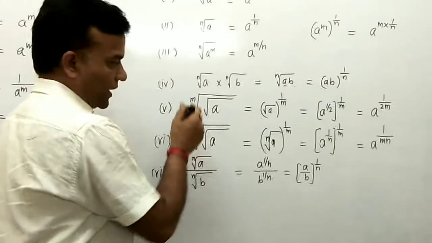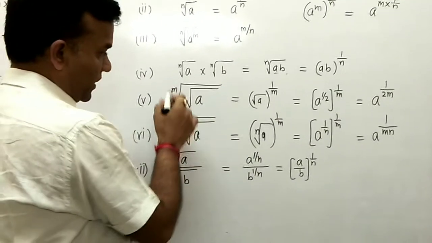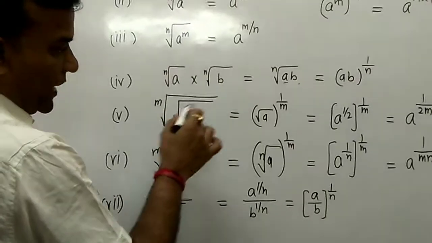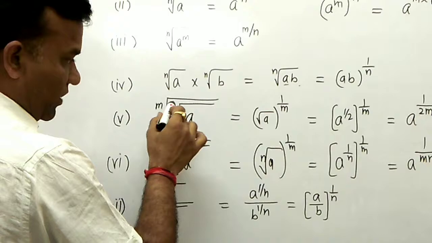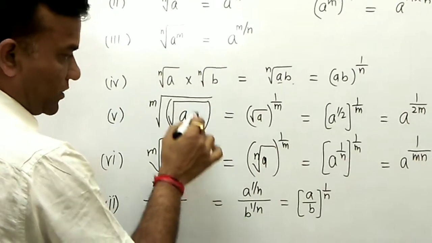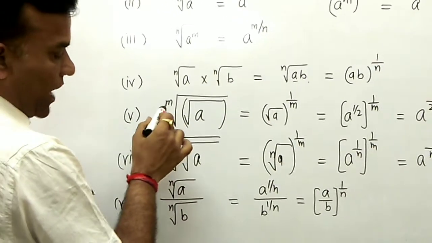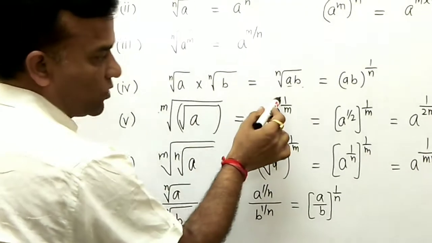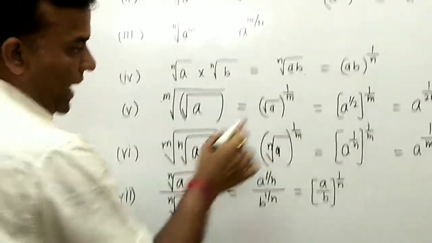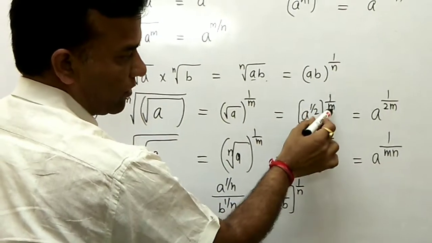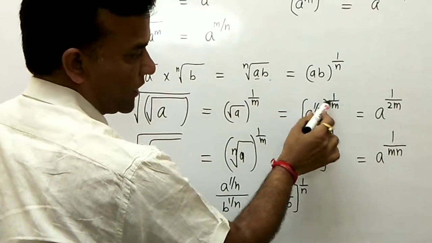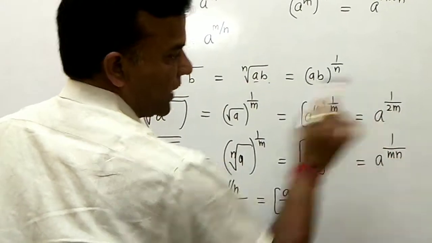And similarly, there are two root signs here. Initially you have the mth root and inside you have the square root of a. Since we have a bracket here, first you convert this value. First remove the outside value: the mth root means you write down 1 by m. And now here is the square root sign, so square root means 1 by 2 and whole to the power 1 by m. So again power to power is multiplied, so your answer is 1 by 2m.